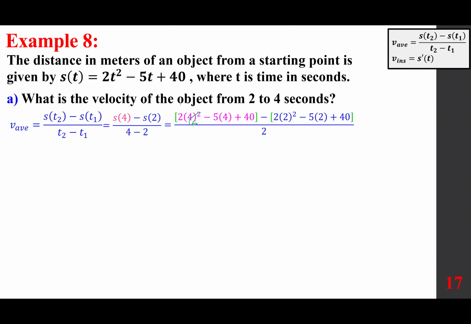This is 16, 32 minus 20 plus 40. They add up to 52. This is 4 times 2 is 8 minus 10 plus 40. They add up to 38. So we have 52 minus 38, which is 14 divided by 2, 7 meters per second, units of the numerator over the units of the denominator. We had seen this before.